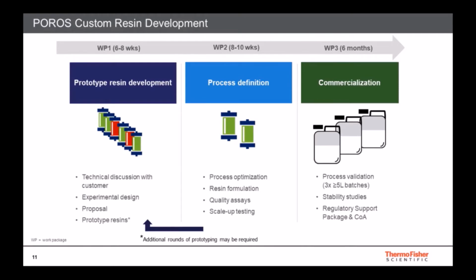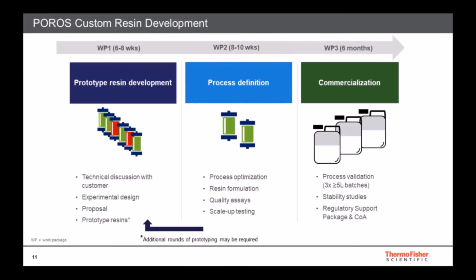And then from that point, we'll move into work package 2, which is process definition. So at this point, we're looking, can we scale this? And at that point, we'll actually be able to produce material for research use. So you'll actually end up generating about 1 liter to 2 liters of resin at this stage that the customer will receive for research use purposes. And from there, we're really going to map our manufacturing process. We're going to start to write SOPs. We're going to look at the sourcing of the ligand if it's something external. And we're going to look at the formulation of what we're going to manufacture.